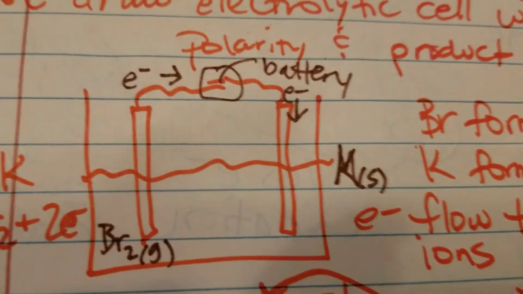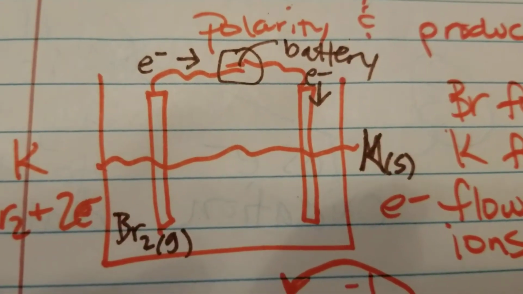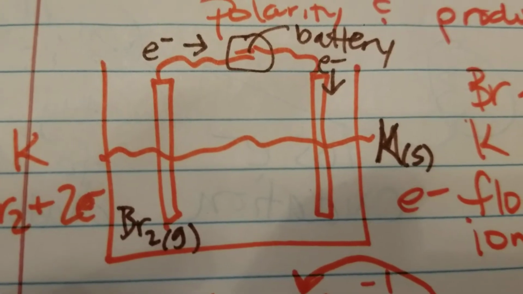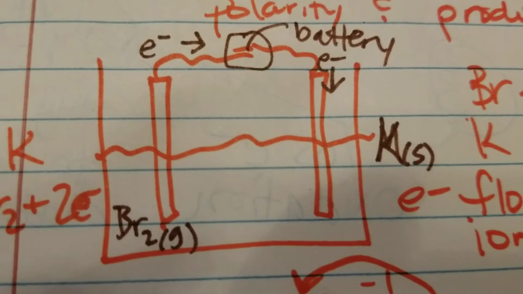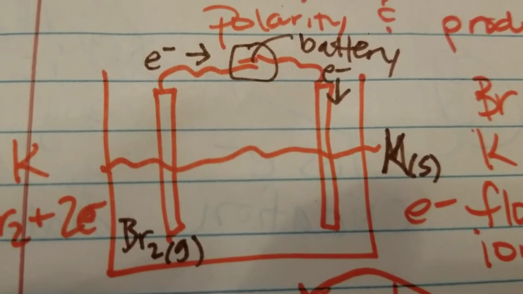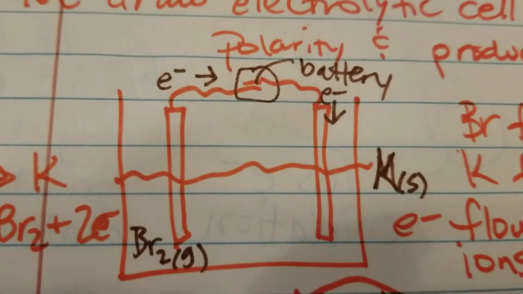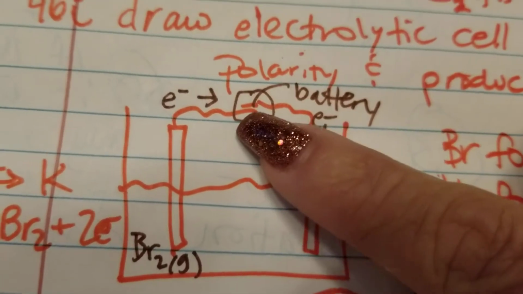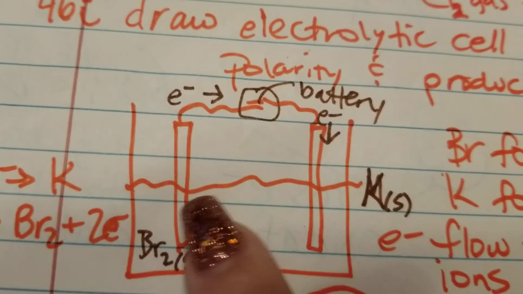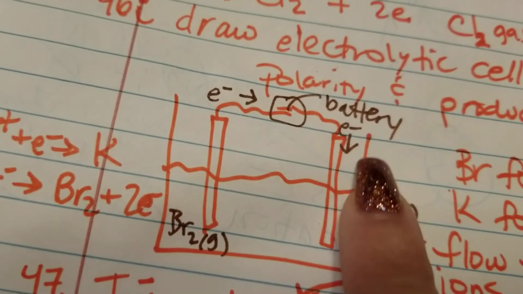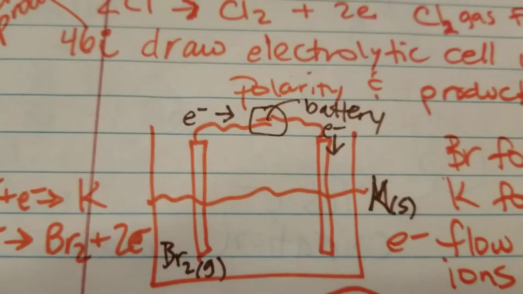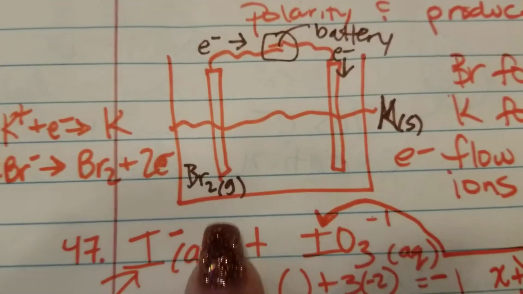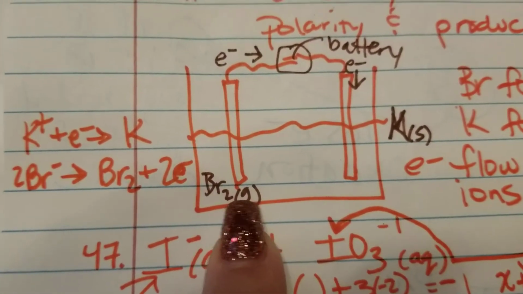So watch, this is what I did. I literally just drew a quick little sketch of a beaker with 2 electrodes. I didn't label what they are because they're inert. On the top, there's a battery there, right? The battery has to provide electrons. The electrons are going to move in this direction. This side is going to produce the potassium solid, and this side is going to produce the bromine gas.